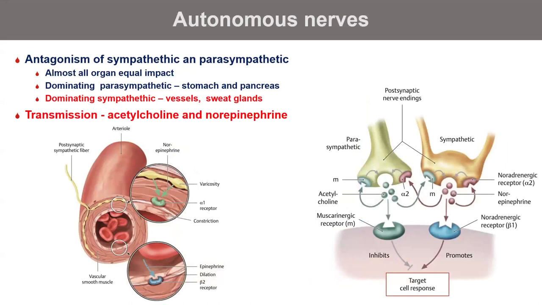This is the picture showing the antagonism of the sympathetic and parasympathetic. Almost all organs have both sympathetic and parasympathetic innervation with equal impact, but in some organs one is predominant. The stomach and pancreas are mostly innervated by the parasympathetic, and the others are dominated by the sympathetic, usually the vessels, the sweat glands, or arrector pili. Those have almost pure sympathetic innervation. So the transmitters, as we said, are acetylcholine and norepinephrine.